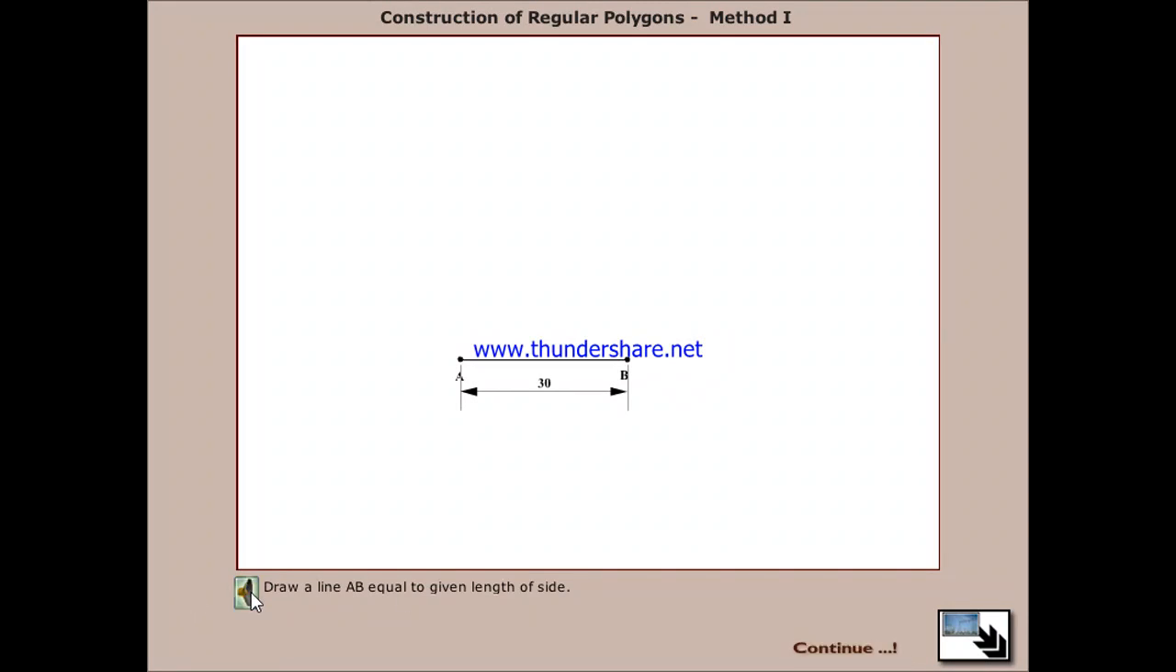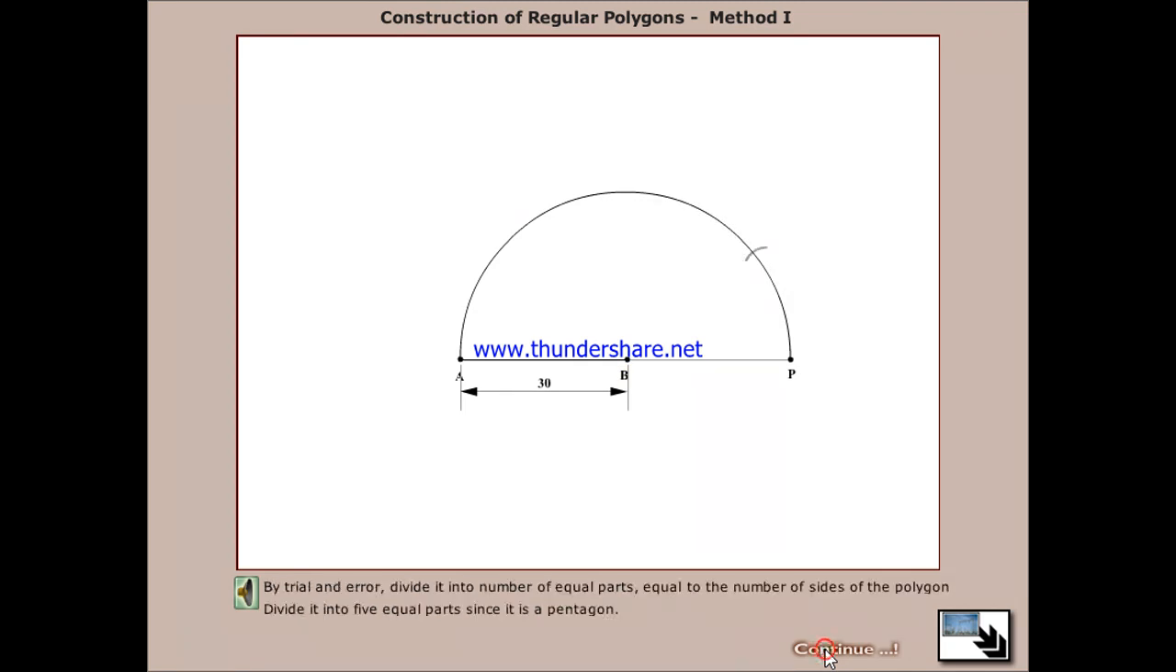Draw a line AB equal to given length of side. Produce AB to P such that AB is equal to BP. With B as center and radius AB, draw a semicircle. By trial and error, divide it into number of equal parts equal to the number of sides of the polygon. Divide it into 5 equal parts since it is a pentagon.